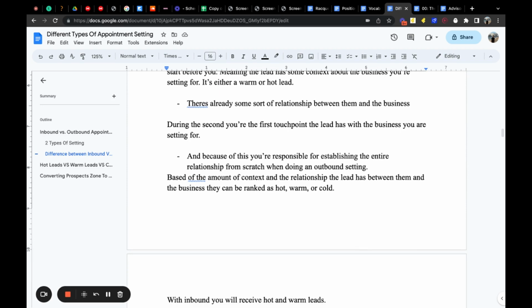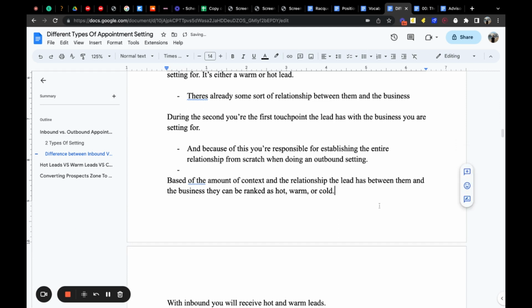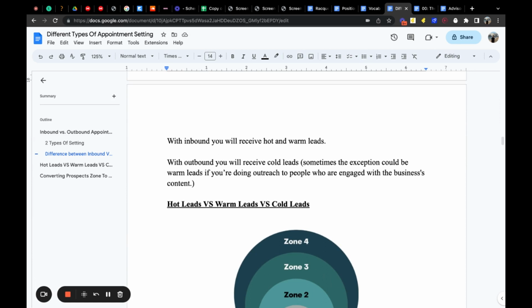Based off the amount of context and the relationship the lead has with the business, they can be ranked as hot, warm, or cold leads. With inbound, you will receive hot and warm leads. With outbound, you will receive cold leads. Sometimes the exception could be warm leads, if you're doing outreach to people who are engaged with the business content. It depends on the amount of outbound, but for this example specifically, this would be, for example, if your business does an Instagram.